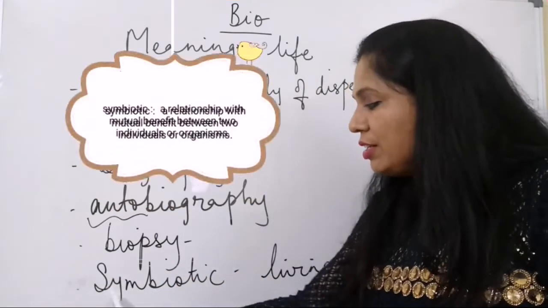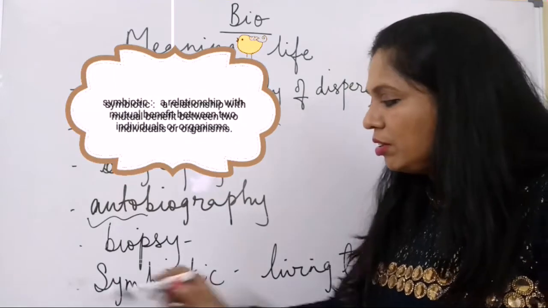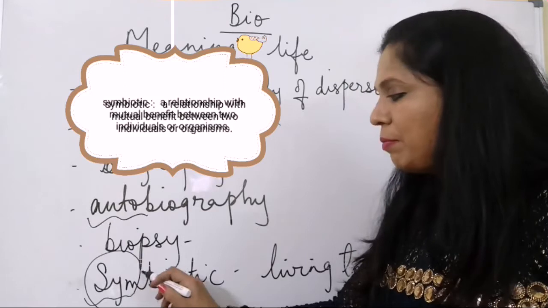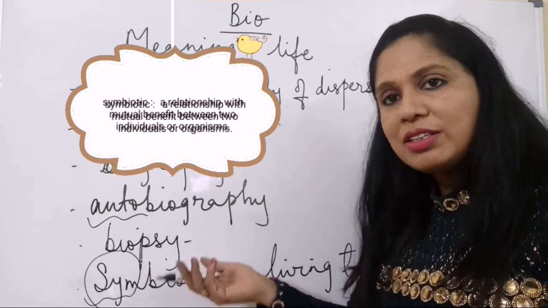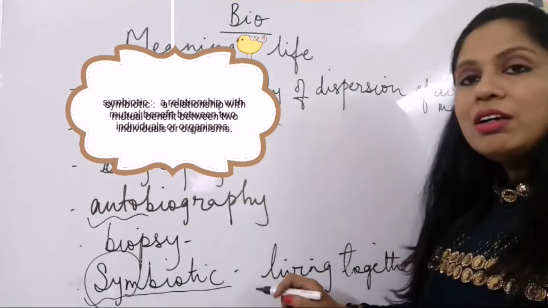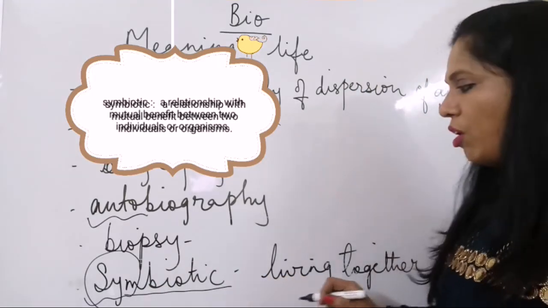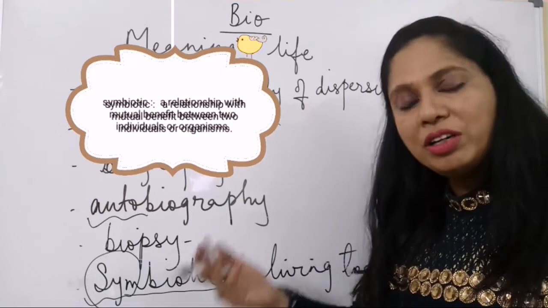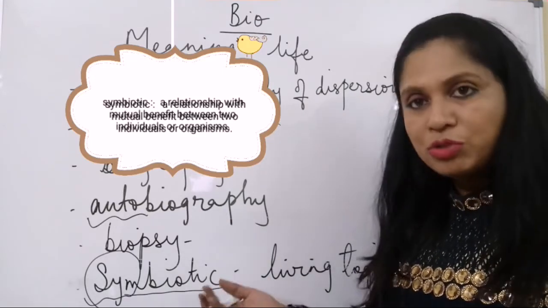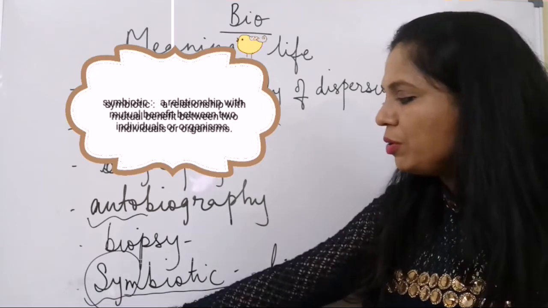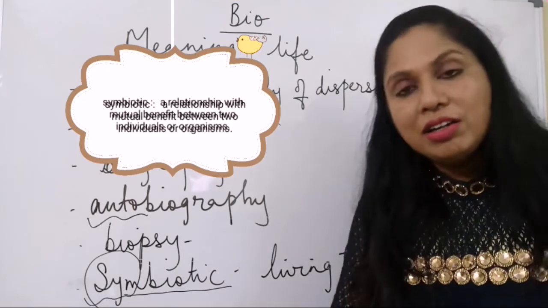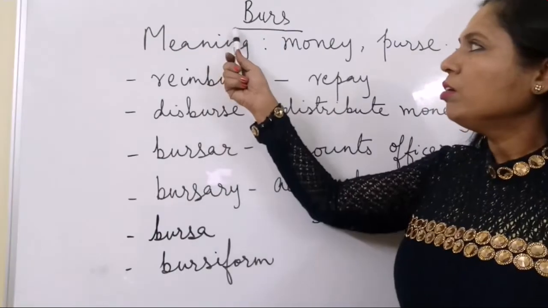The next word is symbiotic. The word sim, which is also a root word, sim means similar or rather same. So symbiotic means living together or creatures who live together. It can mean mutualistic as well. So symbiotic means creatures that are living together.